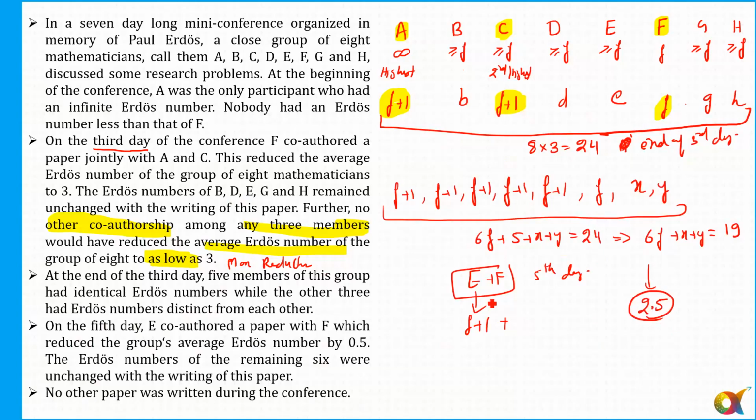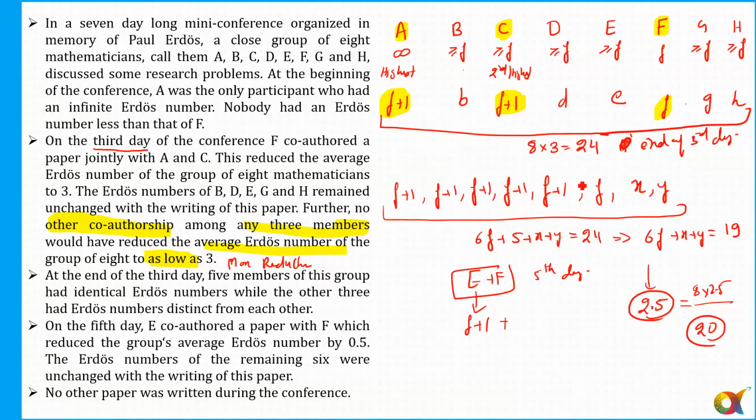So on the 5th day only the IRDOS number of E is getting changed, yes or no? Because except E and F, the remaining 6 people, the IRDOS number is same. So only the IRDOS number of E is changing, because E and F are authoring together, and F has got the smallest IRDOS number. So the IRDOS number of E will become F plus 1. And average is 2.5. So now the total will be equal to 8 into 2.5. And what is 8 into 2.5? 8 times 2 is 16 plus 4, that is equal to 20. Yes or no? 20.